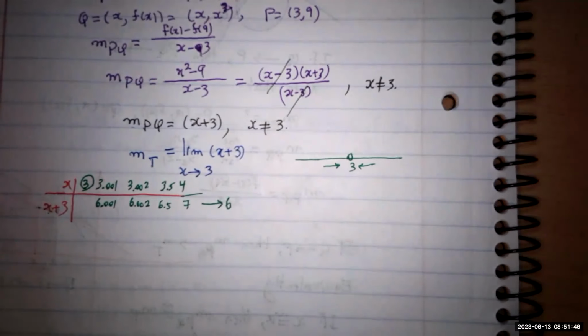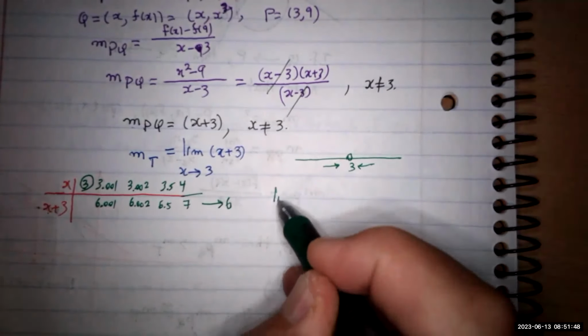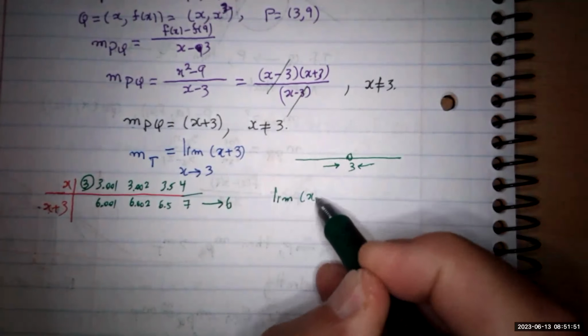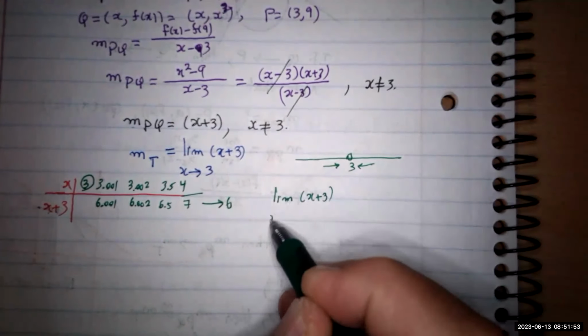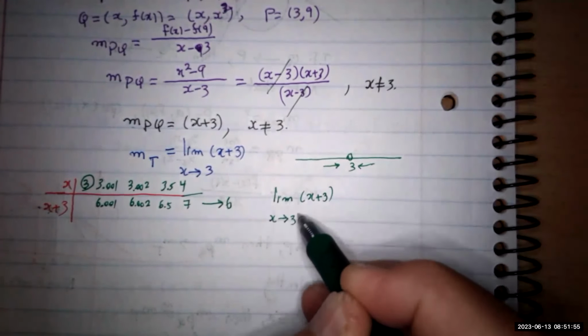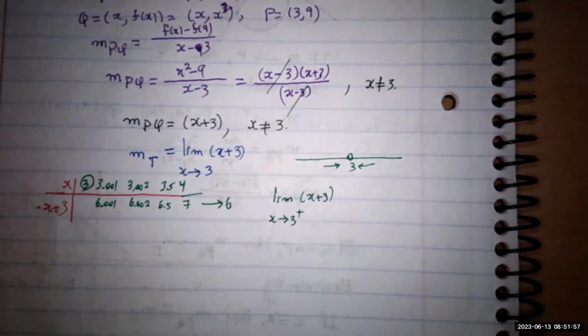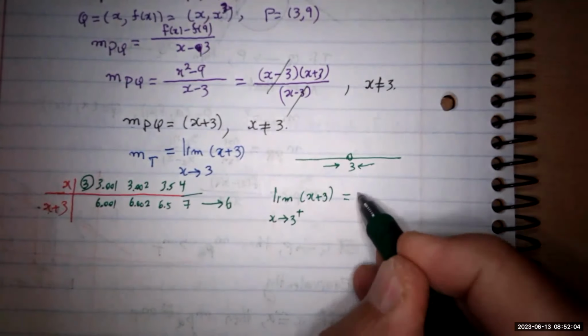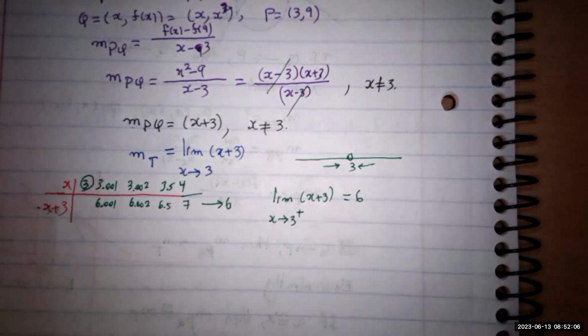Okay, so this is the way we're going to write it down. We say we estimated the limit of x plus 3. We let x go to 3, but from the right. From the right, we write it down as a 3 positive here, and we get the 6 here. That would be our right estimate.